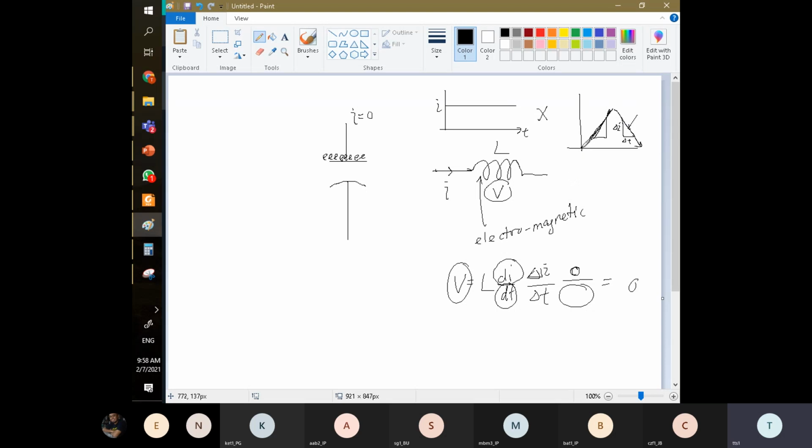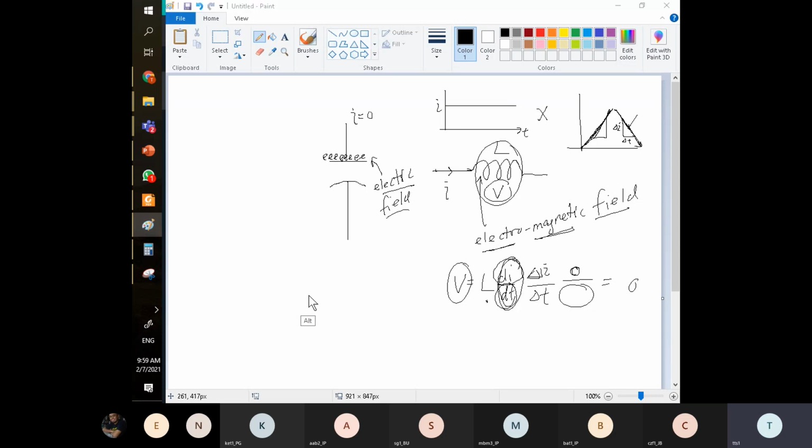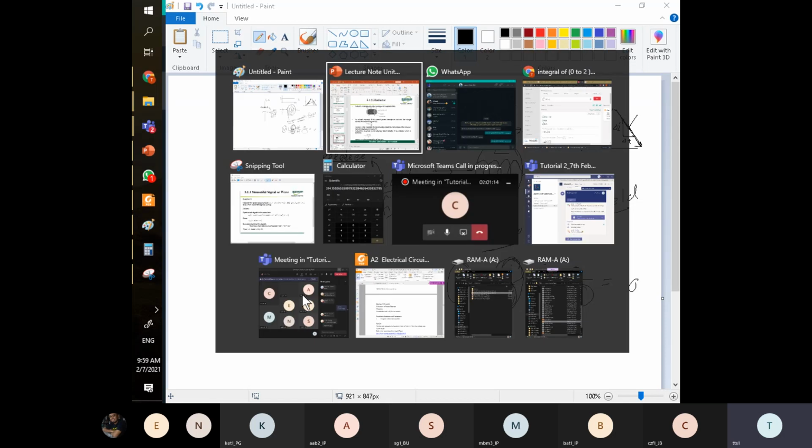So when the slope is very steep, this value is very large. Multiplied by L, you can get a very high voltage here. So the voltage here is a result of the electromagnetic field. Over there is the electric charge, the electric field. So they are quite different. One is an electromagnetic field, one is just an electric field, and how they work is actually opposite.